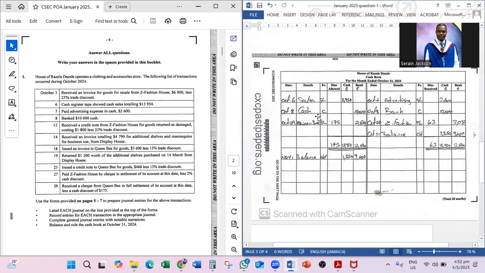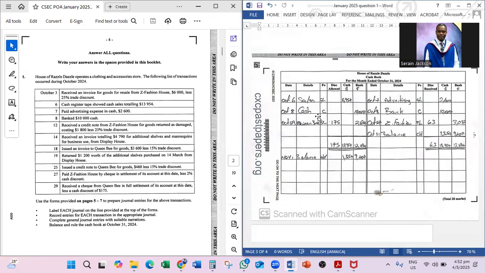If you don't remember how to do cash book, you need to check out my video on cash book before the exam, right? You obviously see that they can test cash book in the exam. This is the January paper, right? So it's a high possibility that they may even test it come June, just to see if you understand.